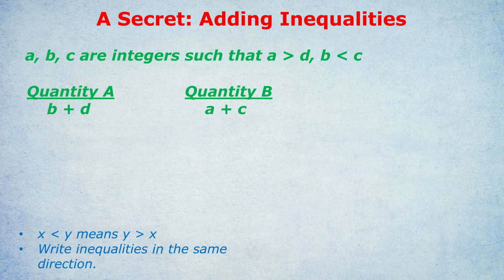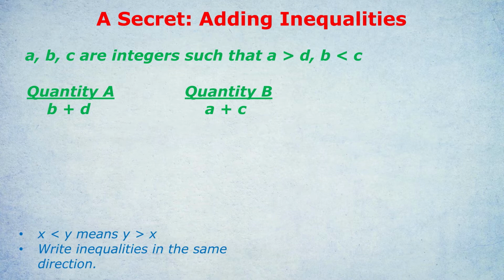A secret here, adding inequalities. Now we're getting into things that most people don't know how to do. So if I ask you the question, A, B, and C are integers such that A is greater than D and B is less than C, what is bigger, quantity A or quantity B? Many people at this point would resort to 5 minutes of picking numbers and testing scenarios, but I have a secret for you, a secret power to imbue you with.